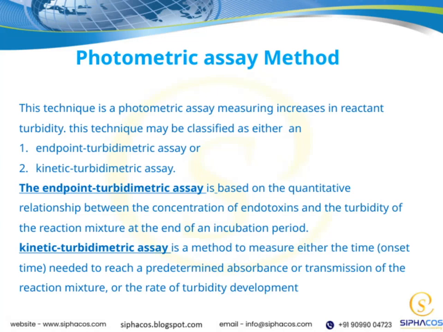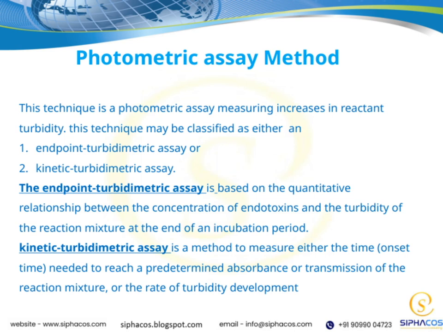This technique is a photometric assay that measures increases in reactant turbidity. Essentially, it's used to gauge how cloudy the reaction mixture becomes as the reaction proceeds. This can be classified into two main types, an endpoint turbidimetric assay or a kinetic turbidimetric assay.